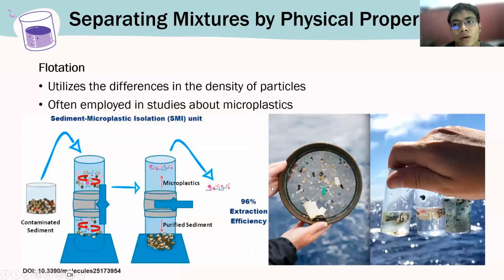Flotation, we use this for compounds or materials that differ in density. For example, plastics float in water. So you can just let them float, no? And then you just filter the surface waters. No? So this technique is used in microplastic studies. No? So yung mga microplastics, those are plastics that end up in environment.